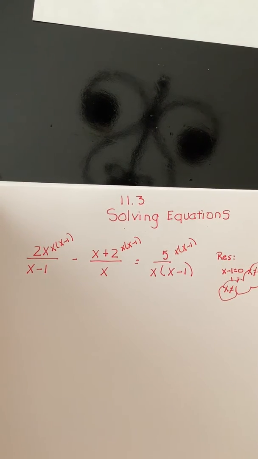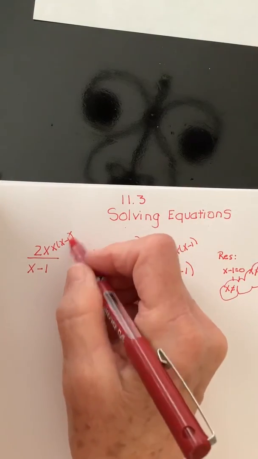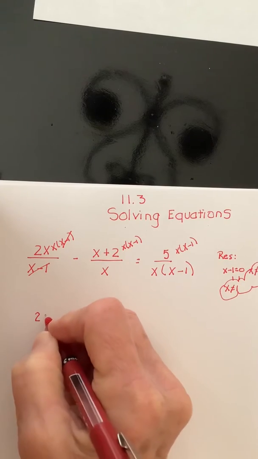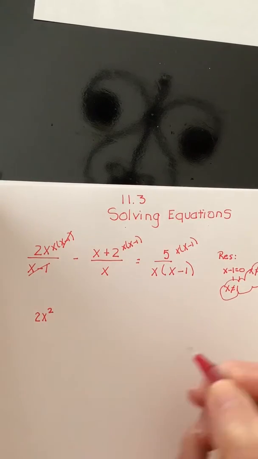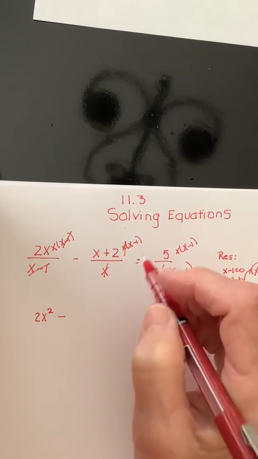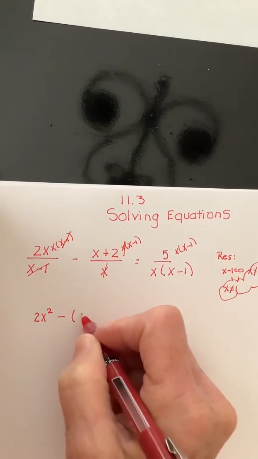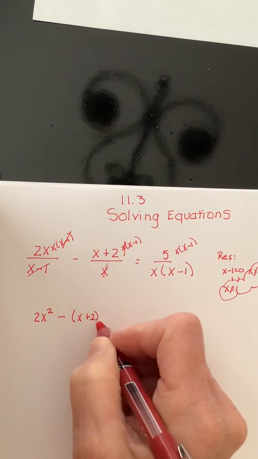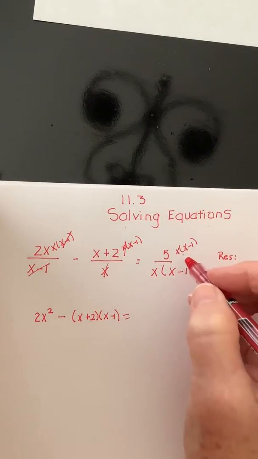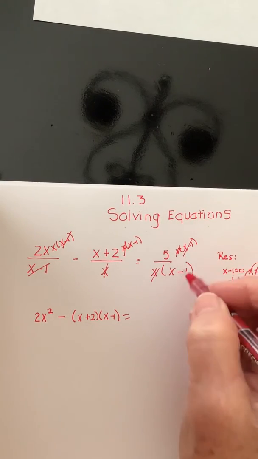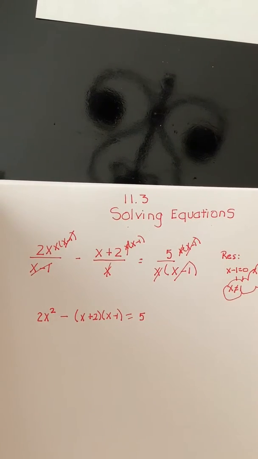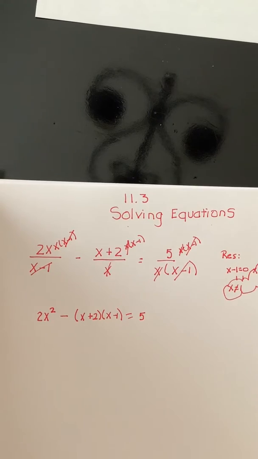Okay, so now x minus 1 over x minus 1 is 1. So we have 2x squared, minus x over x goes away, and we have in parentheses x plus 2 times x minus 1. And that's equal to x over x is 1, x minus 1 over x minus 1 is 1, so that's equal to 5. So we've got lots of work ahead of us, but we can do this.